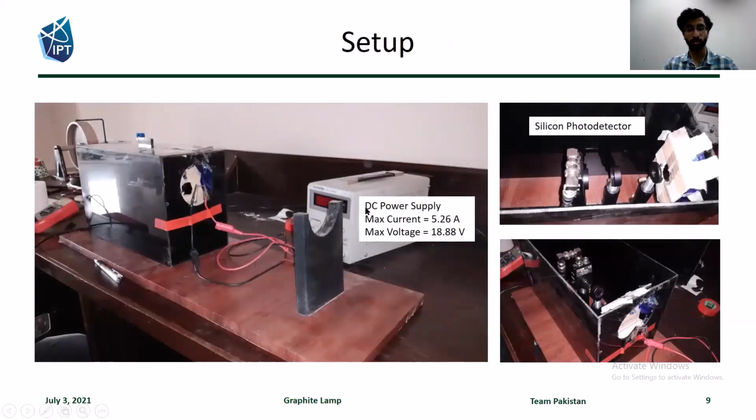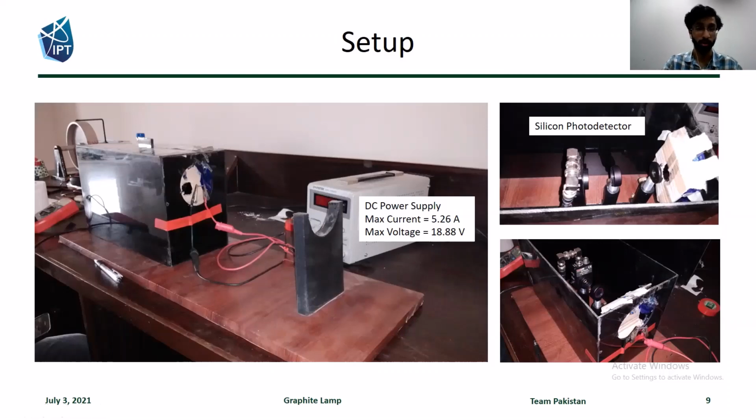As you can see, we used a DC power supply with a maximum current of 5.26 amperes and a maximum voltage of 18.88 volts, and then we used a silicon photodetector to check the variation of intensity, which gave results in millivolts, and we were able to read those results on the voltmeter. We used a black box since the silicon photodetector is highly sensitive. To avoid the saturation value, we had to enclose it inside a particular system, so that it just shows the variation of our lamp.